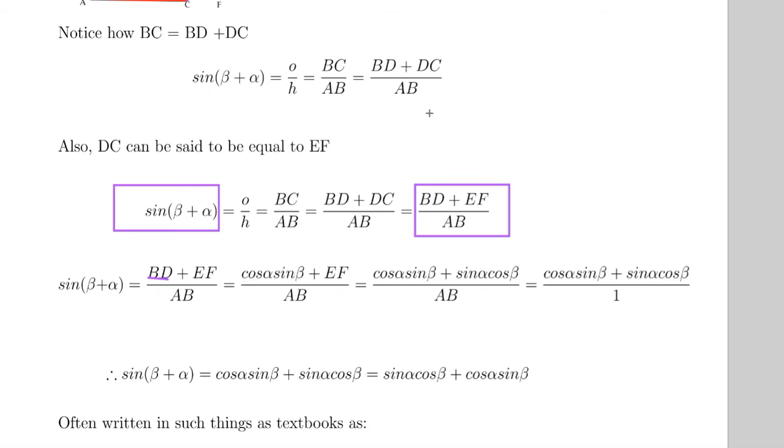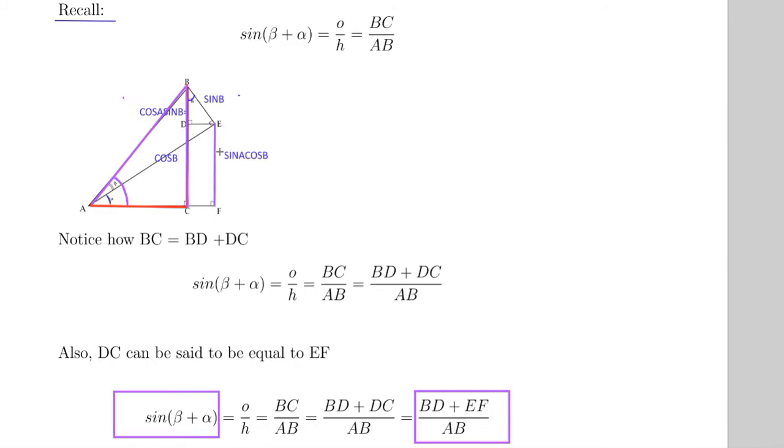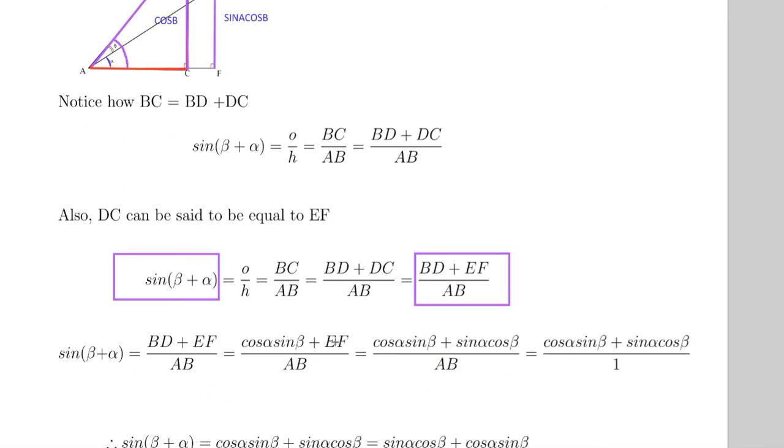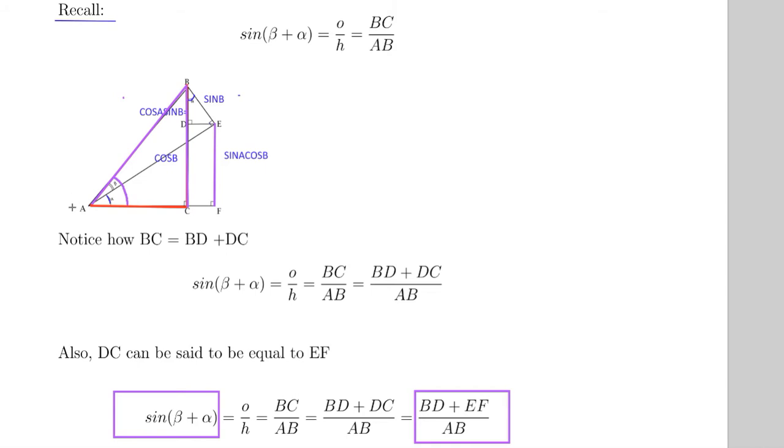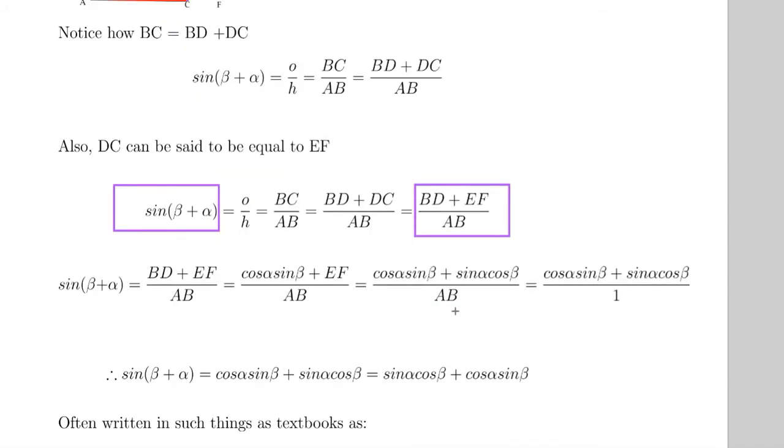Next, we have described in the past that EF is sine alpha cos beta. So instead of EF, I'm going to put sine alpha cos beta, and EF can go about its business. Finally, I'm going to realize that AB has always been 1, so there's no reason for AB. AB can now just be 1, and division by 1 does not make a change to the numerator. Hence, sine(beta + alpha) could be described as cos alpha sine beta plus sine alpha cos beta.